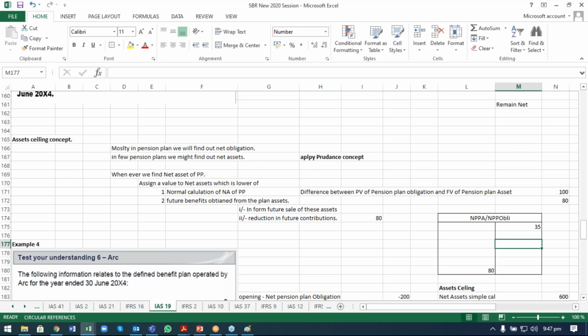So what is the balancing figure that should be charged to profit and loss account? That balancing figure would be 80 minus 35. So this 45 should be charged to profit and loss account. This 80 should be the closing balance over here. So within your profit and loss account, the amount that you are going to report is 115, a reversal of employee expense. Is it clear? Are you getting the point? But the pension plan asset should be recorded as 80 million.